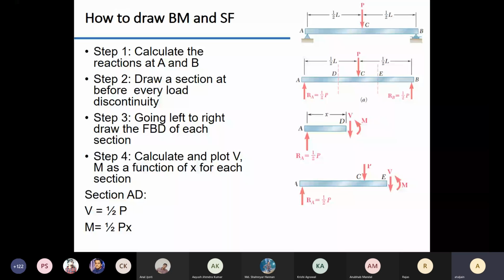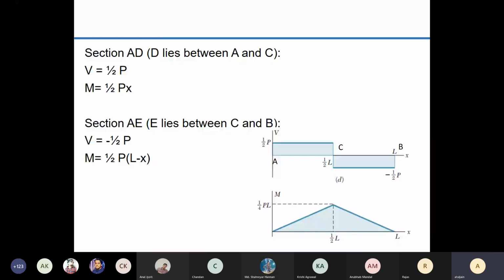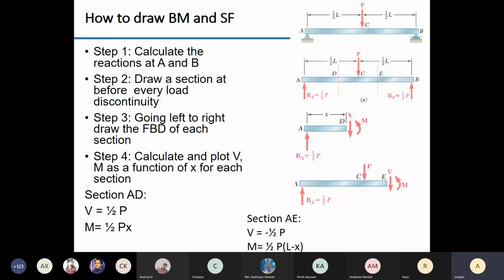Then I went back to step 3, drew the free body diagram of section AE, calculated M and V. Boom, done. That is it. So all you need to do is, as I have shown in my last slide, these 4 steps. Step 1 and 2 you will do once. Step 3 and 4 you have to iterate for the number of sections that you have. And then you can draw your bending moment and shear force diagram.